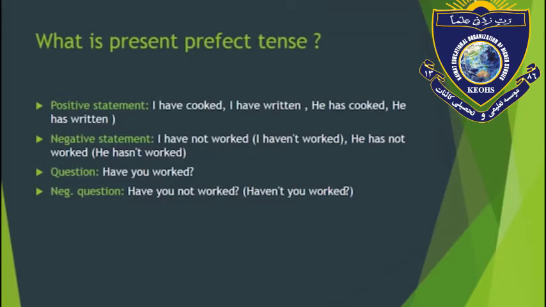Here are the statements of present perfect tense. Positive statement: I have cooked, I have written, he has cooked, he has written. Negative statement: I have not worked, I haven't worked, he has not worked, he hasn't worked. Question: have you worked? And negative interrogative: have you not worked or haven't you worked?